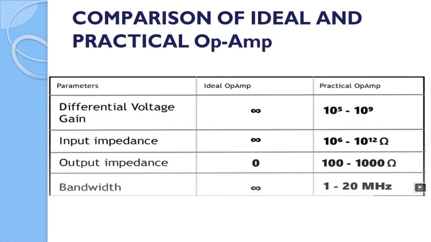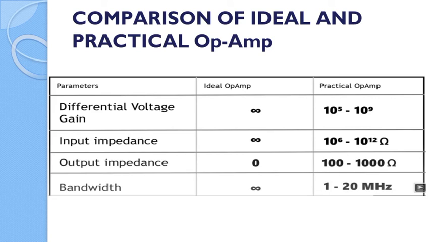Next we will compare the ideal and practical operational amplifier. The comparison between ideal and practical op-amp is done here. As you can see from this table, for an ideal op-amp the differential gain value is infinity. In case of a practical op-amp, we cannot achieve infinite gain, therefore the value is from 10 power 5 to 10 power 9.